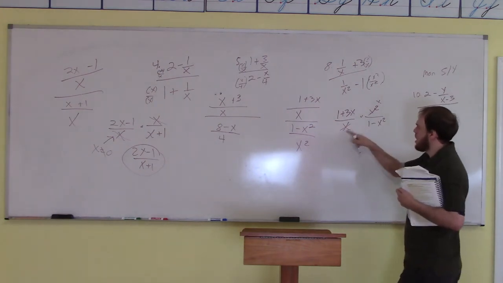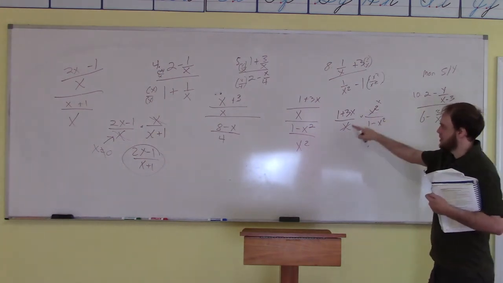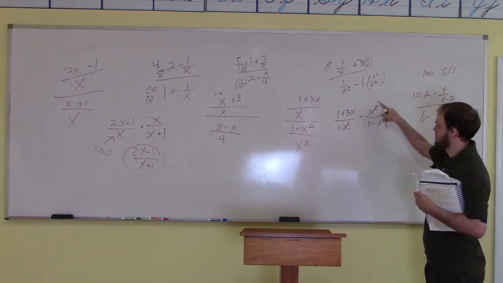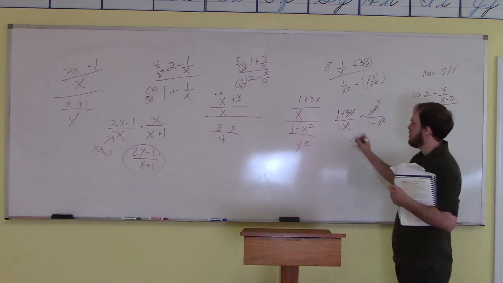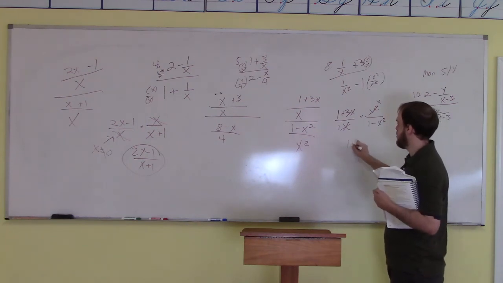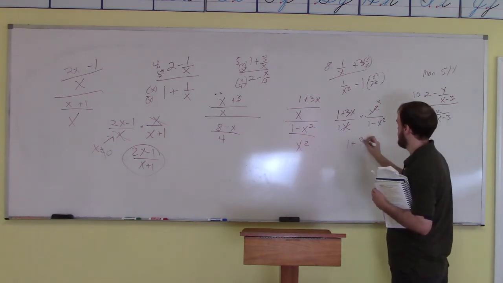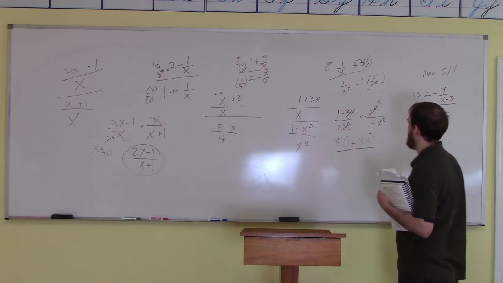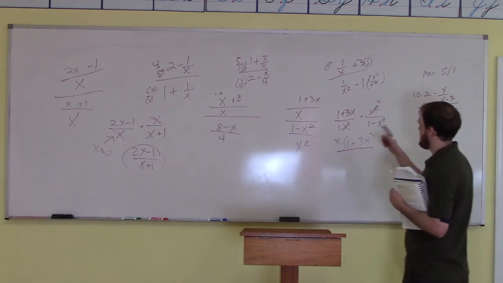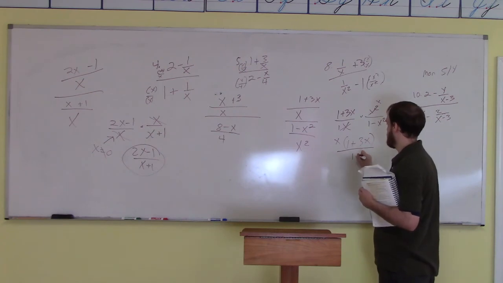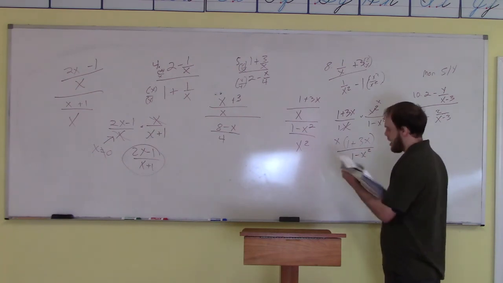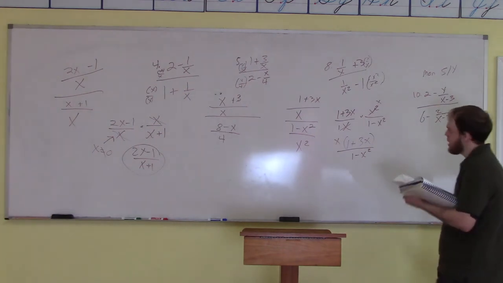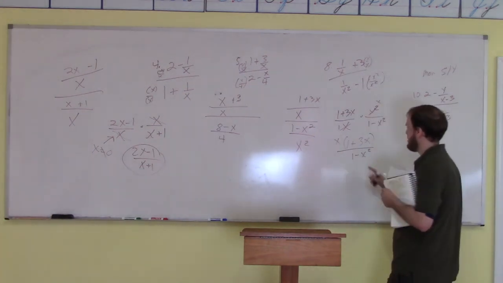Because 1x on bottom, x squared is 2x's, that means the x cancels here and just leaves me with 1. This x squared cancels one of the x's out, leaves me just with an x. So then I have 1 plus 3x times x on top, and on bottom I have a 1 times a 1 minus x squared, so it's just 1 minus x squared on bottom. Now, I can try to do a couple different things here.